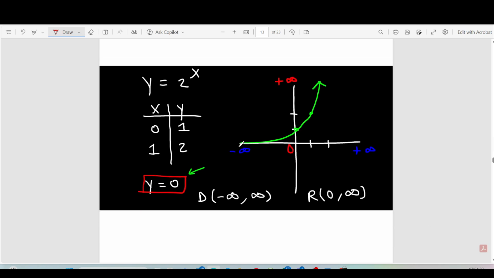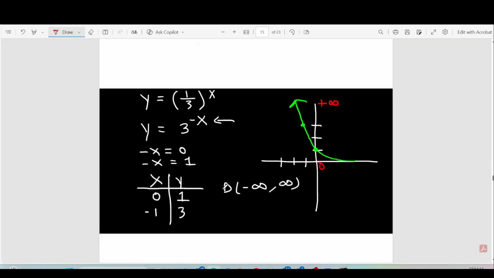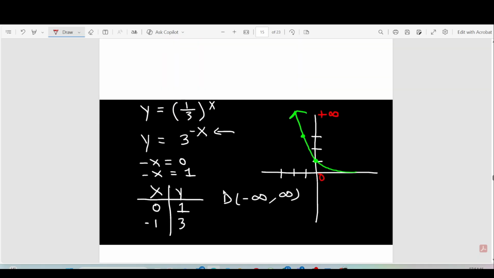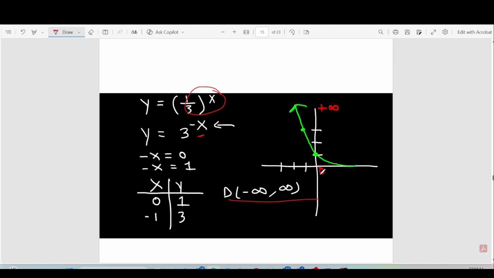And then we already did this function, right? 2 to the power x. So (1/3)^x, if you are given this type of function, you can write it as 3 to the power negative x, right? Then you can put different values of x, get the corresponding values of y, and then plot it. Domain is always negative infinity to positive infinity, and range is 0 to positive infinity, right?